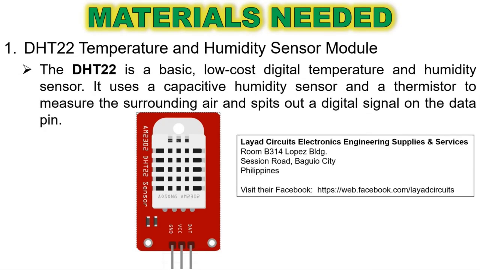The materials we need to build a simple project are the DHT22 temperature and humidity sensor module. The DHT22 is a basic low-cost digital temperature and humidity sensor. It uses a capacitive humidity sensor and a thermistor to measure the surrounding air and spits out a digital signal on the data pin.